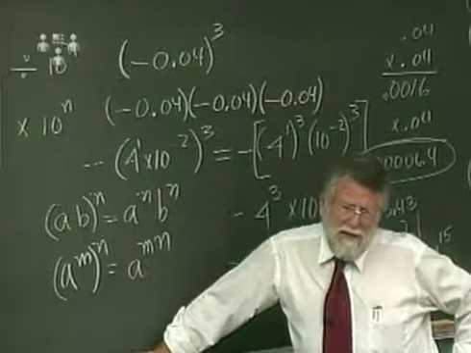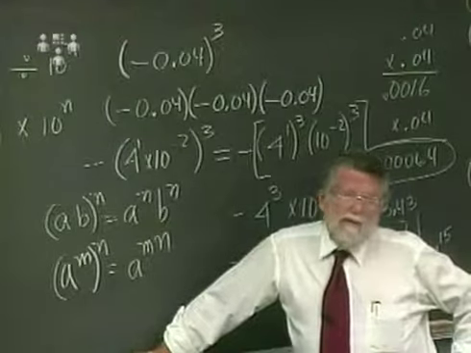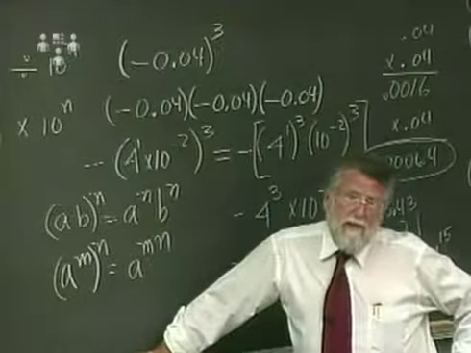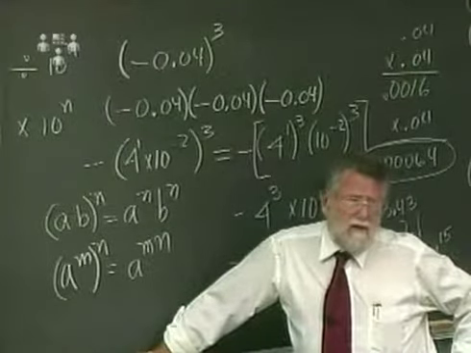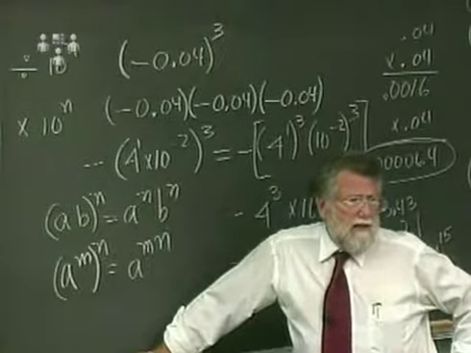91.3 is not in scientific notation. So 91.3 should be 9.13 times 10 to the first in scientific notation. You'll remember it that way.